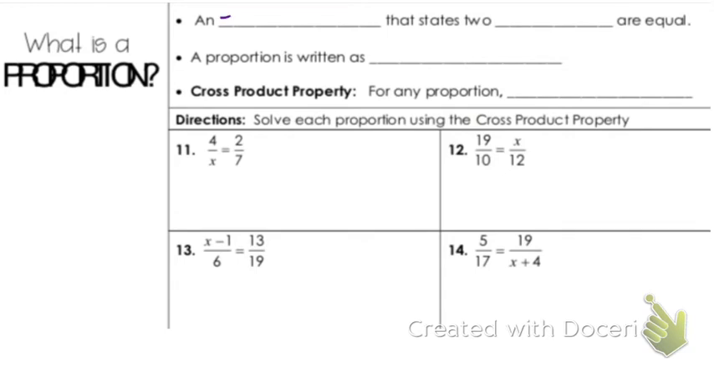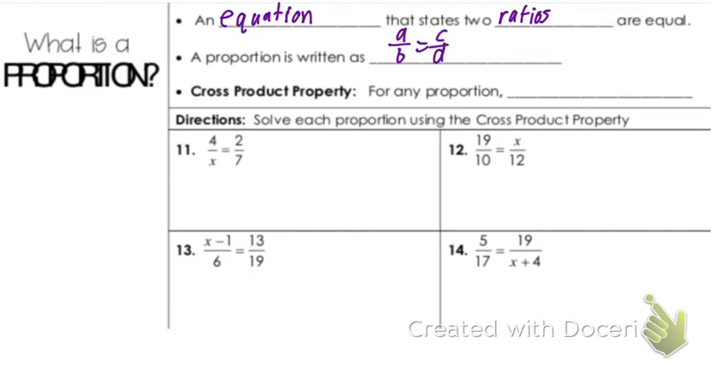So a proportion is going to be an equation that states two ratios are equal. A proportion takes two different ratios and says they're equal to each other: this to this is equal to this to this. A lot of times, we're going to see these ratios as fractions. So a proportion is written as A to B is equal to C to D.